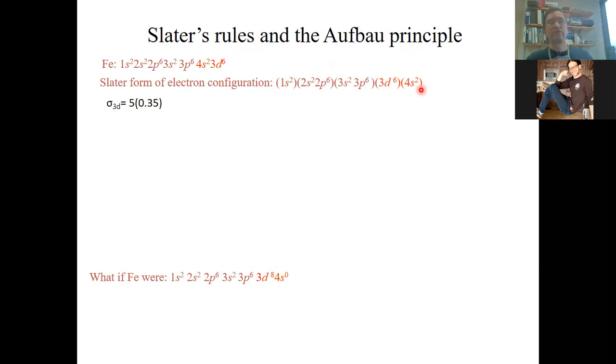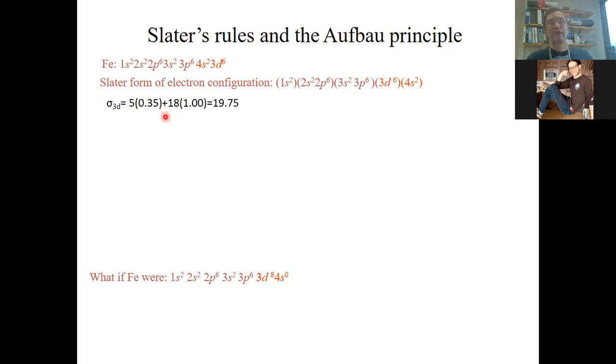Okay, so next we have to determine the shielding constant. In this case, we look at the 3d electrons first. When you look at the 3d electrons, then we do not need to consider the 4s electrons because they are further to the right of the 3d electrons. So there are 5 3d electrons in addition to the d electron that we look at. So these 5 contribute 0.35 to the shielding constant.